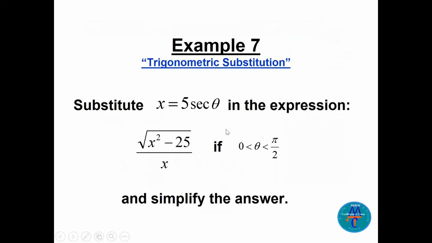Okay. Now let's see question number 7. Substitute x equals 5 secant theta in this expression. See, this is x equals 5 secant theta. Replace it in this x and simplify the answer. Theta between 0 and pi over 2, which is acute angle in quadrant 1. You can try it. This is a really nice question. We call it trigonometric substitution.